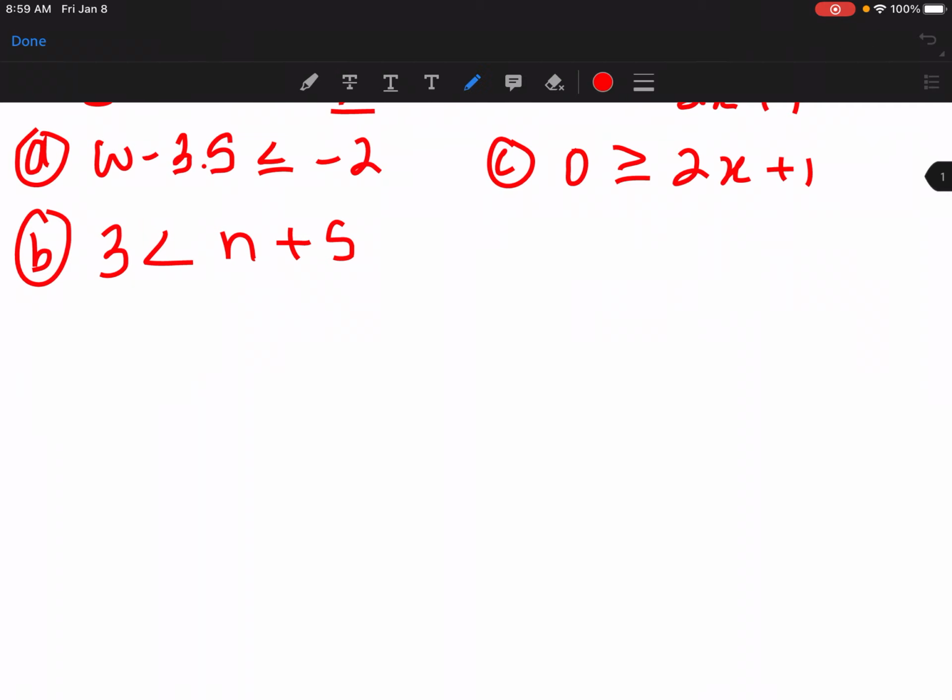Next, we are going to look at graphing each inequality.